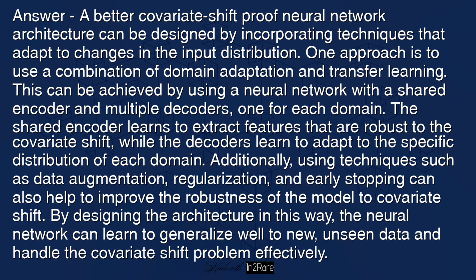The shared encoder learns to extract features that are robust to the covariate shift, while the decoders learn to adapt to the specific distribution of each domain. Additionally, using techniques such as data augmentation, regularization, and early stopping can also help to improve the robustness of the model to covariate shift. By designing the architecture in this way, the neural network can learn to generalize well to new and unseen data and handle a covariate shift problem effectively.